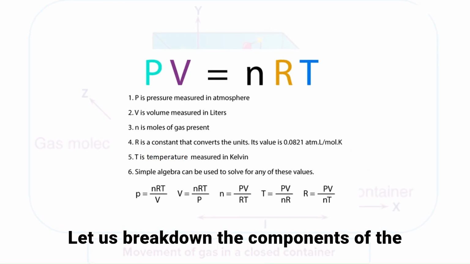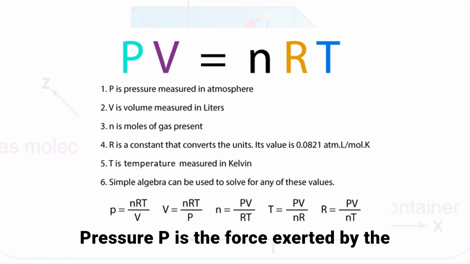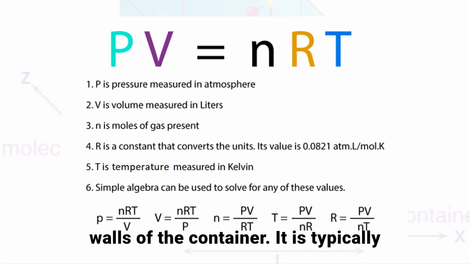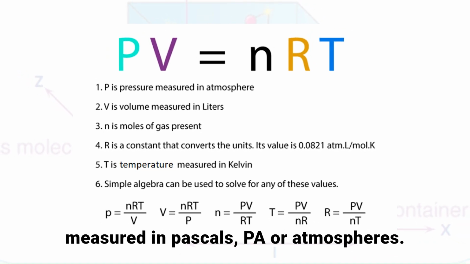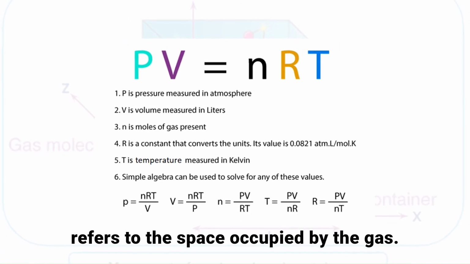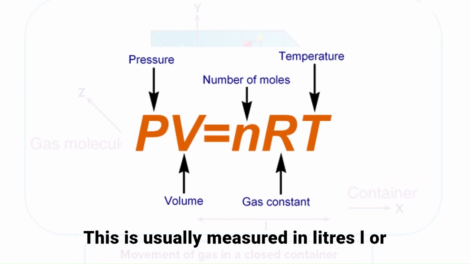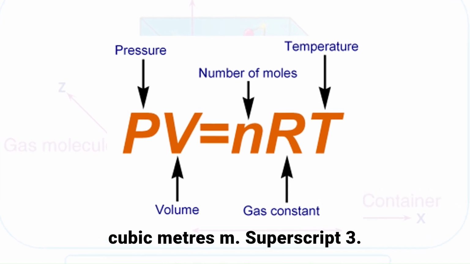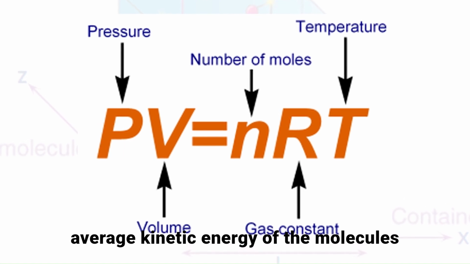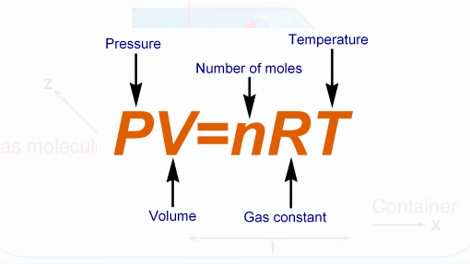Let's break down the components of the ideal gas equation further. Pressure, P, is the force exerted by the gas molecules when they collide with the walls of the container. It is typically measured in pascals, Pa, or atmospheres, atm. Volume, V, refers to the space occupied by the gas. This is usually measured in liters, L, or cubic meters, m^3. Temperature, T, is the measure of the average kinetic energy of the molecules and must be expressed in Kelvin for the ideal gas equation to work correctly.